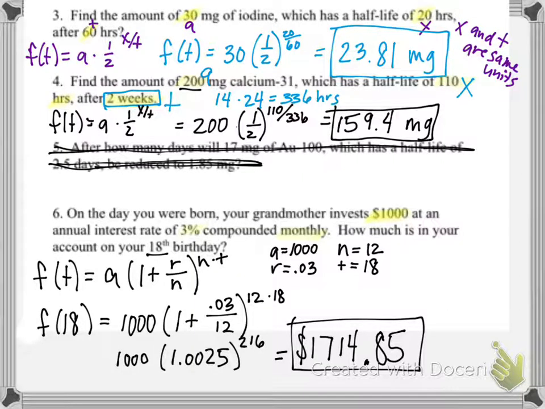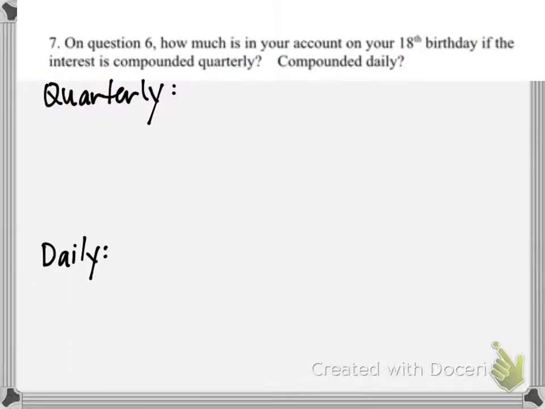So the only difference between that and the ones we did before is now we have the compounded monthly. So then on number 7, it says on question 6, how much is in your account if it's compounded quarterly and daily? So the only difference now is that I'm going to have a different n value. So for quarterly, my n would equal 4. For daily, my n would equal 365.